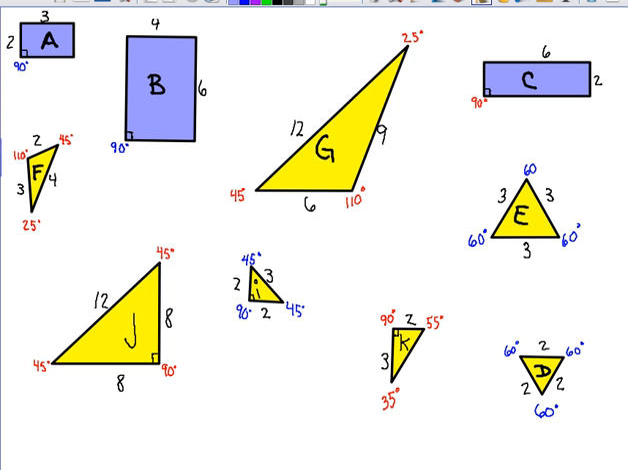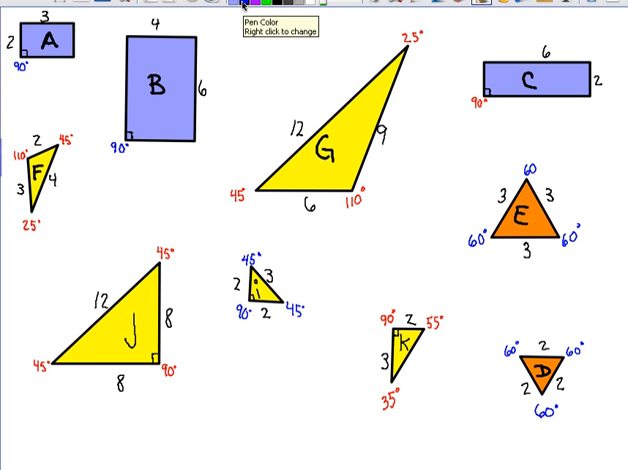So, I'm going to start by looking at my equilateral triangle over here at E, and I can see that all of the angles in E are 60 degrees. In D, all of the angles there are 60 degrees. As I look at my other triangles, I can see that they don't have equivalent corresponding angles. Corresponding means in the same location. So now I'm going to start looking at my other shapes.